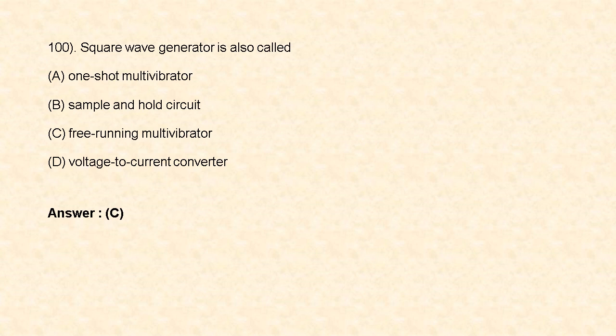Next question. Square wave generator is also called as one-shot multivibrator, sample and hold circuit, free-running multivibrator, voltage to current converter. We know that the square wave generator is also called as free-running multivibrator. So option C is the correct answer.